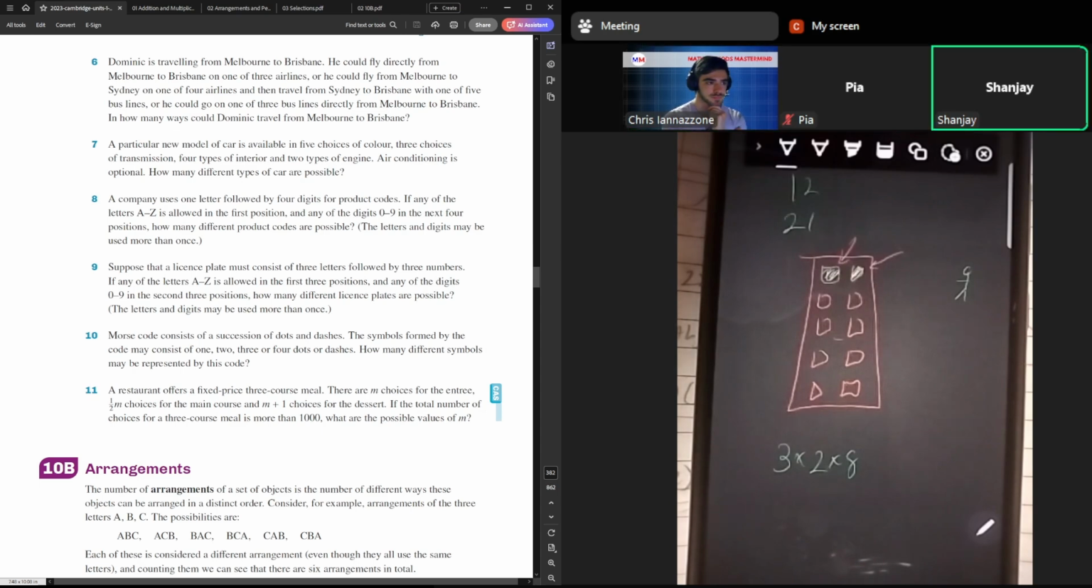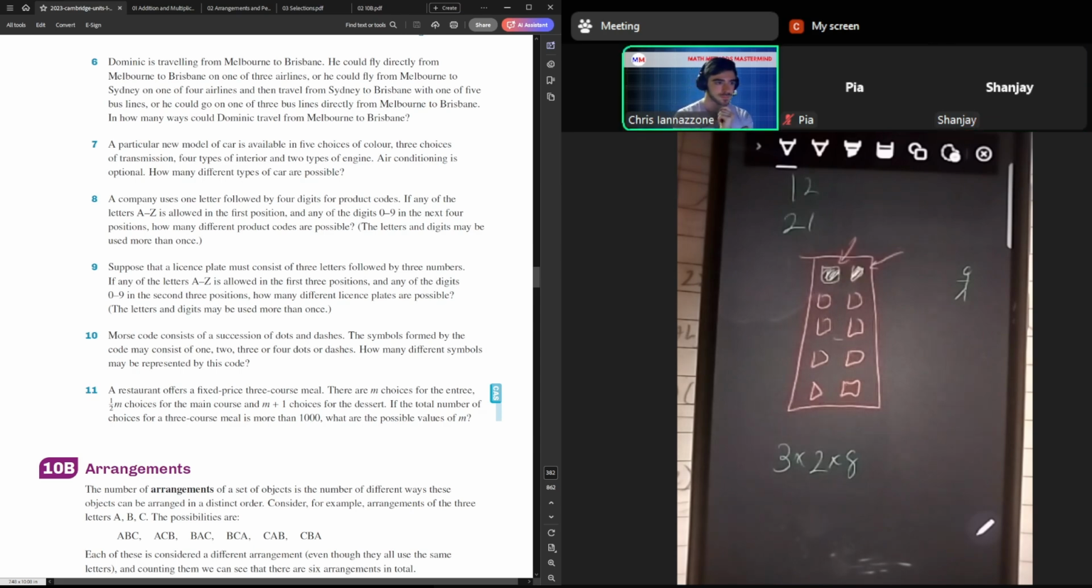Well, because there's like three airline options from Melbourne to Brisbane, and there's three bus line options from Melbourne to Brisbane, that same destination. Yep. So I guess those two are mutually exclusive. So that's where addition principle comes in.